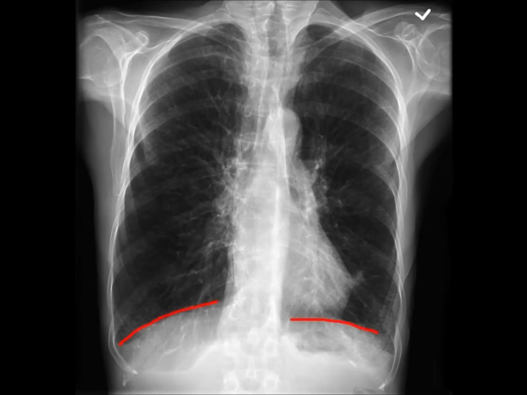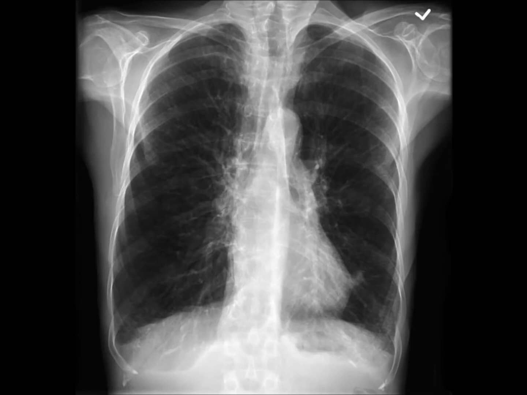Going through our system shows that there are flattened hemidiaphragms on both sides with blunted costophrenic angles. And you can also see some small areas of increased opacity in the hilar. The hyperinflated lungs and flattened diaphragm are characteristic of COPD. The blunted costophrenic angles are a little bit of a red herring. They're actually the result of the flattened diaphragm.